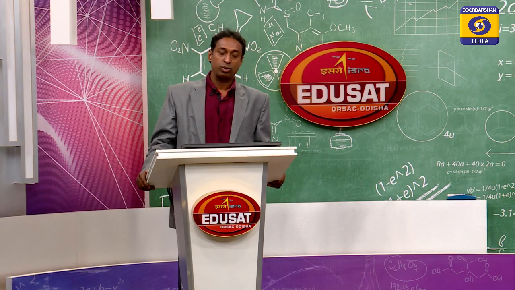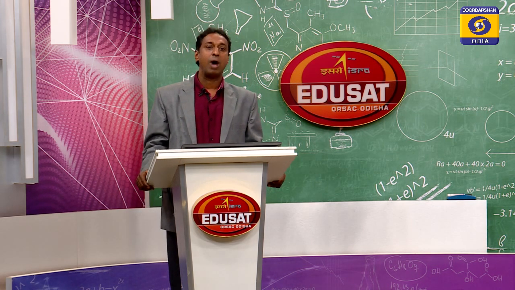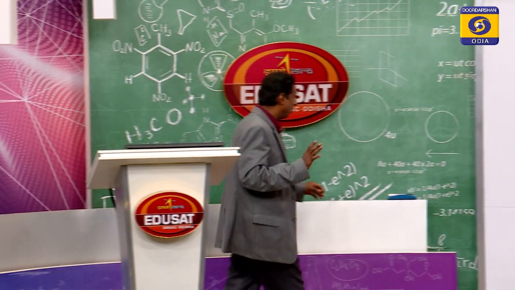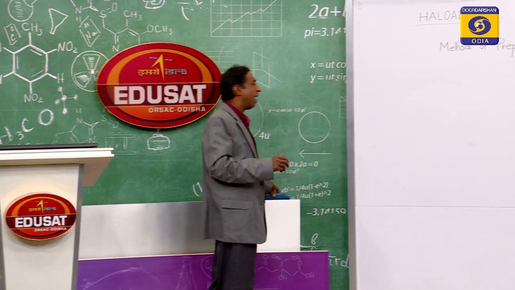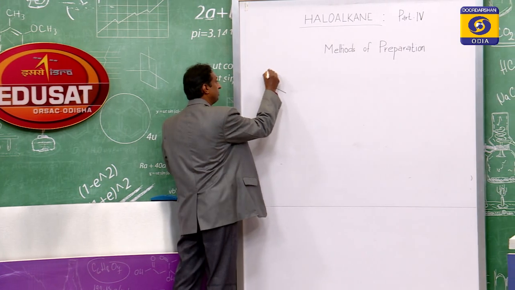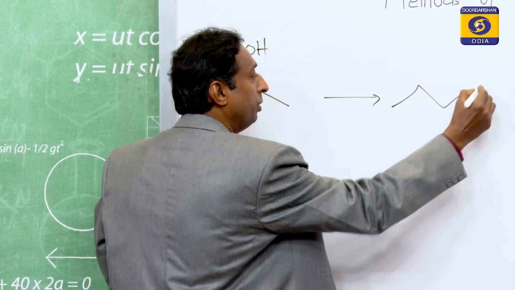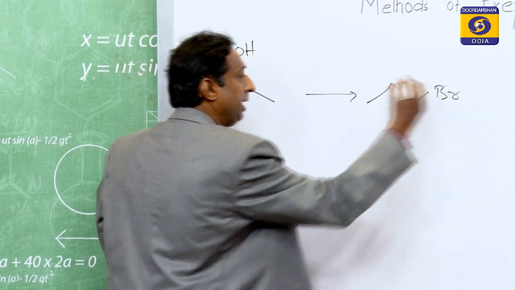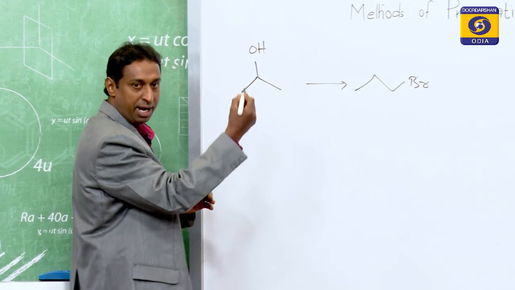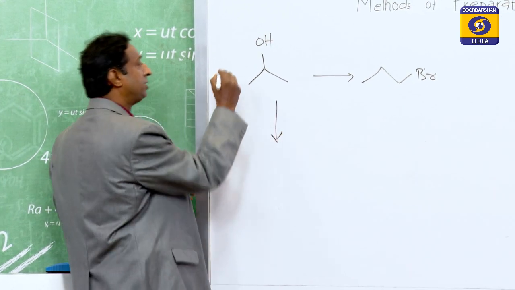Students, we have discussed all the methods of preparation. Now we will discuss one or two problems, one by one. Look at this. How to convert this compound, isopropyl alcohol, into n-propyl bromide? Very simple, you can do it in different ways, but you should write the shortest way. Anyway, I am writing how to convert this compound.